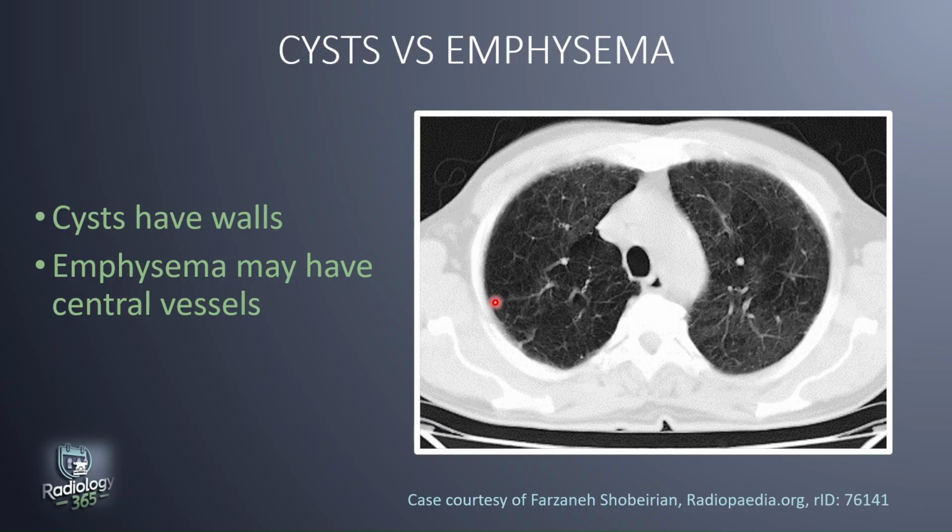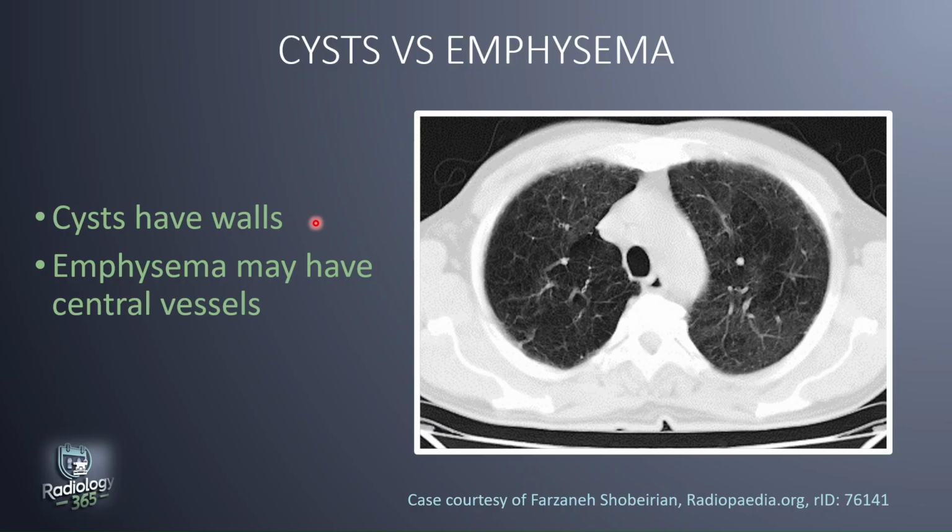So before we go on with the characterization of cysts, it's important to determine whether what we are looking at are actually cysts, because sometimes emphysematous changes can be confused for cysts. So let's note that cysts have walls. If it doesn't have a well-defined wall, then it's likely not a cyst.